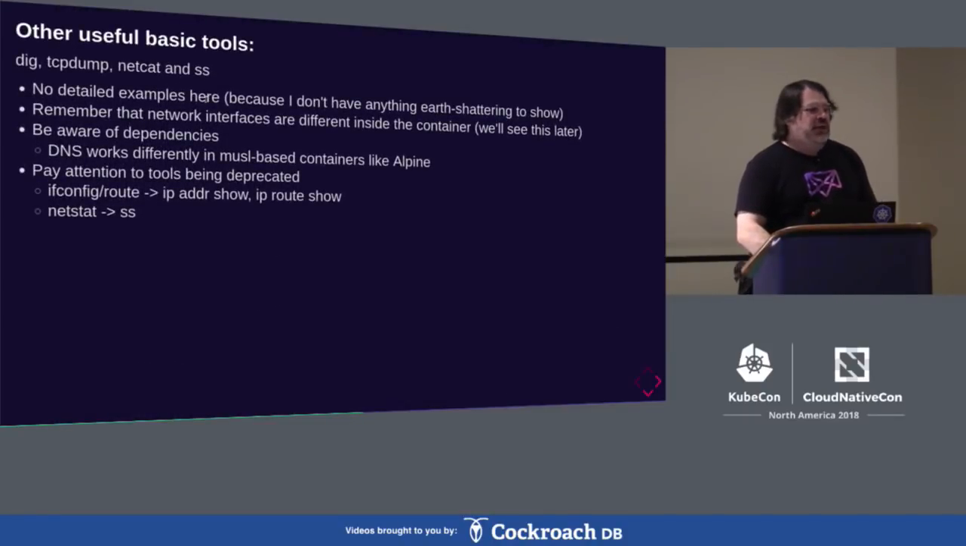Some of the other basic tools, I don't have examples for these because any examples I did would basically just be man page examples, and you can go look at the man page for them. But there are some things to note. Dig, tcpdump, netcat, and ss, or some people just say netstat. They are useful for debugging your network traffic and your network interfaces. You can break into a container and run a dig and say, well, okay, DNS resolution isn't working. Why isn't it working? You can actually recurse your way up the DNS chain and pinpoint where that is failing.